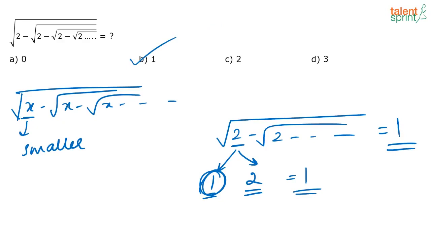Whenever you have questions of this type, root of x minus root of x minus till infinity, take the given number and find its factors. Identify any two factors of the number such that the difference between the two factors is 1. The smaller of these two factors will be your answer. This question was very easy because the number 2 has only two factors, 1 and 2. Now let us look at a similar question, another question.